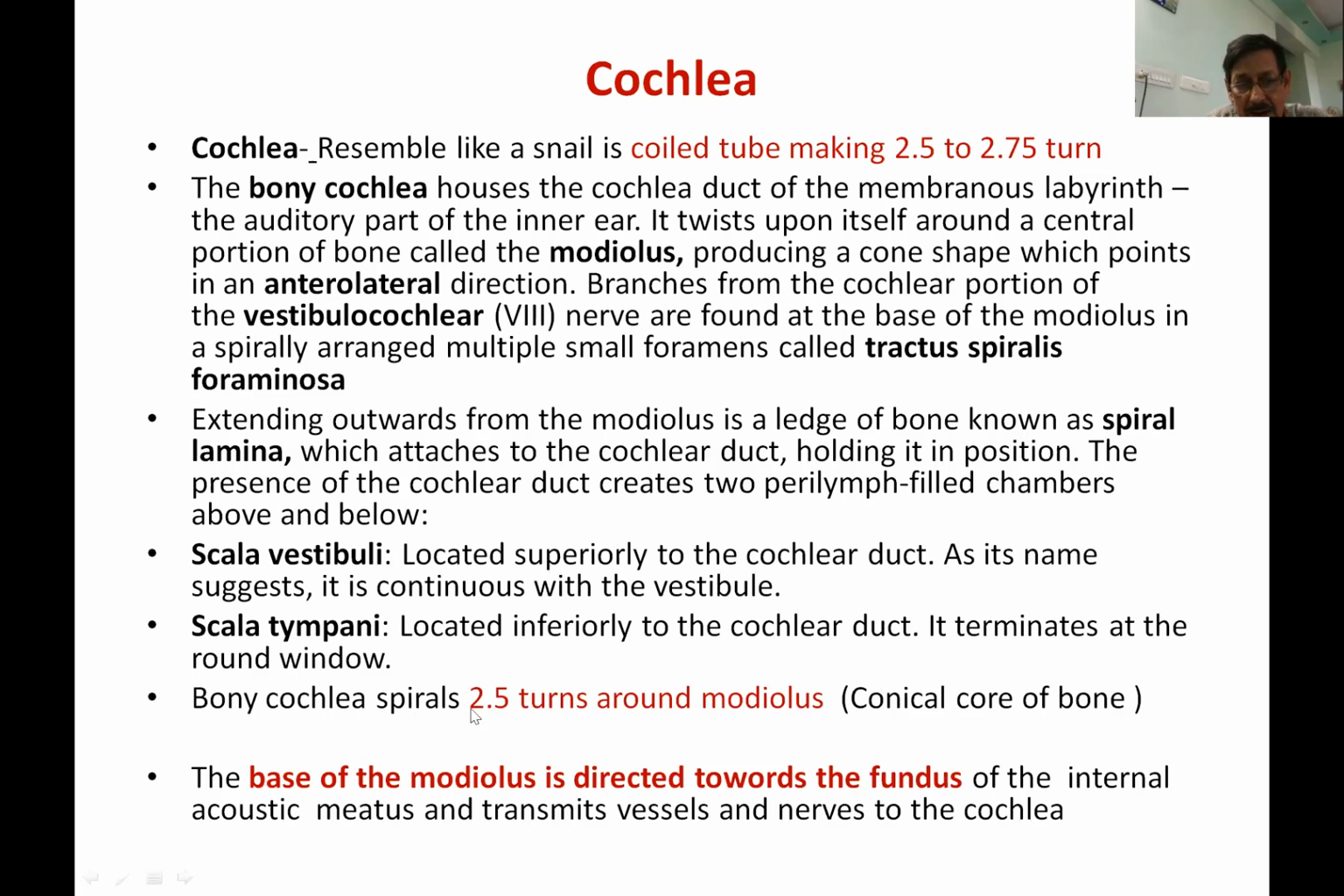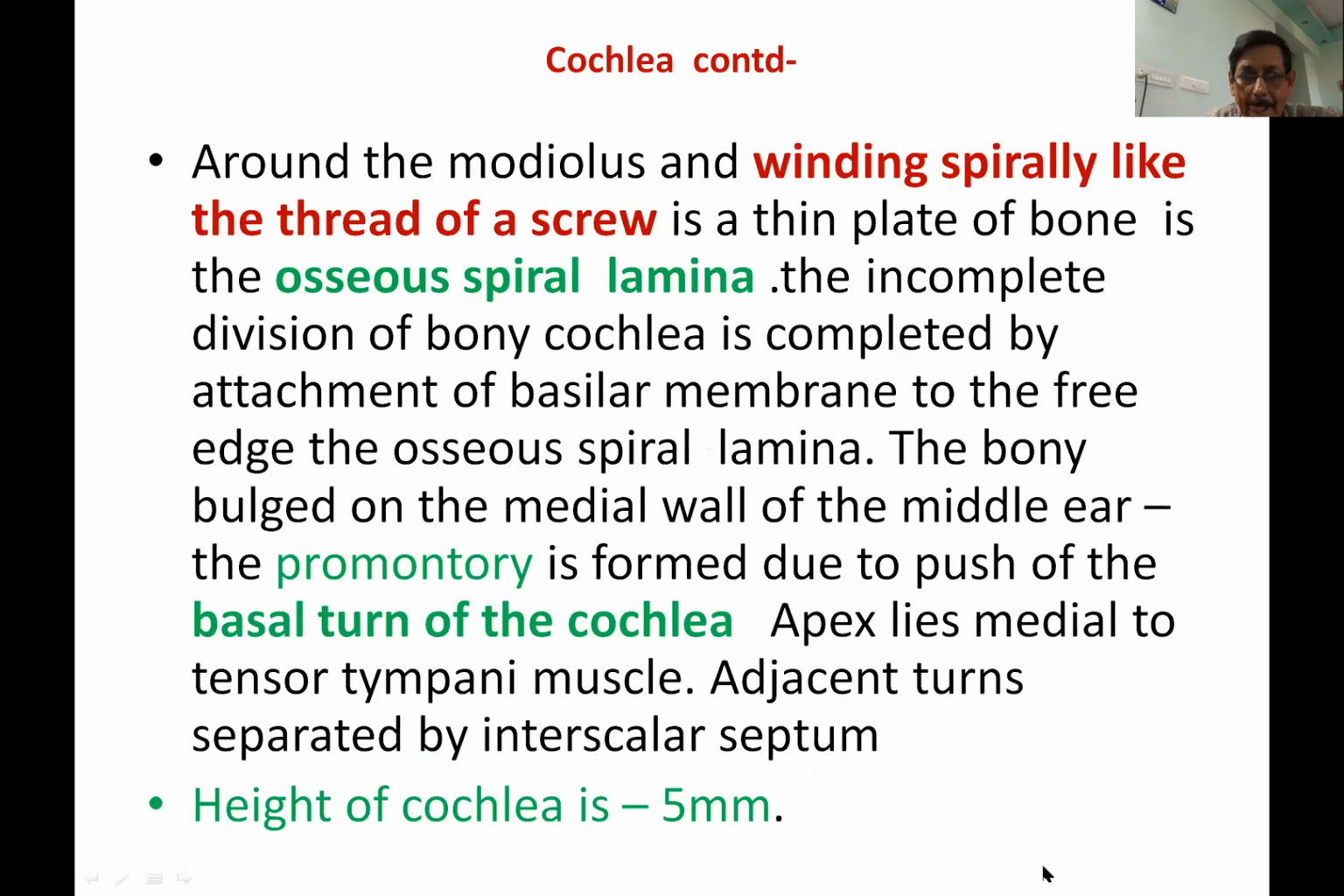The bony cochlea spirals around a bony cone of bone, the modiolus. The base of the modiolus is directed toward the fundus of the internal auditory meatus and transmits vessels and nerves to the cochlea. The apex is directed anteriorly, almost towards the tensor tympani muscle. The modiolus has a spirally arranged osseous spiral lamina, and its incomplete division is completed by the attachment of the basilar membrane from the free edge to the outer aspect of the bony canal.